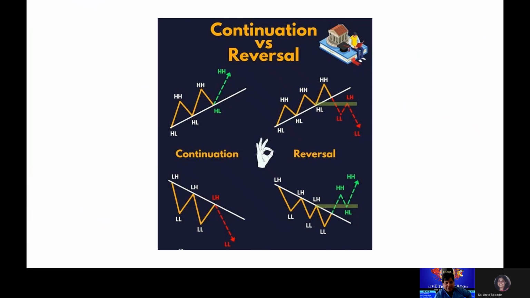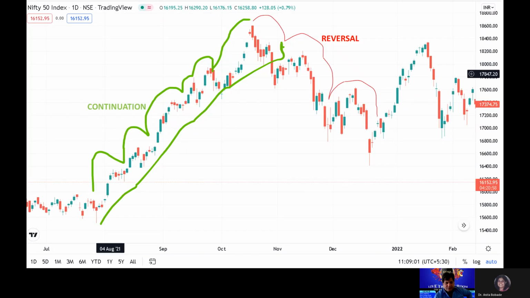Again, continuation and reversal forms. What are these reversal forms? Look at this. These are the continuation forms in which the market has gone up, took a support, again gone up, took up a support, again gone up, bounced back from this 50 days moving average, again went up, and this is a reversal pattern. Once the bearish engulfing pattern was formed, the market went down.